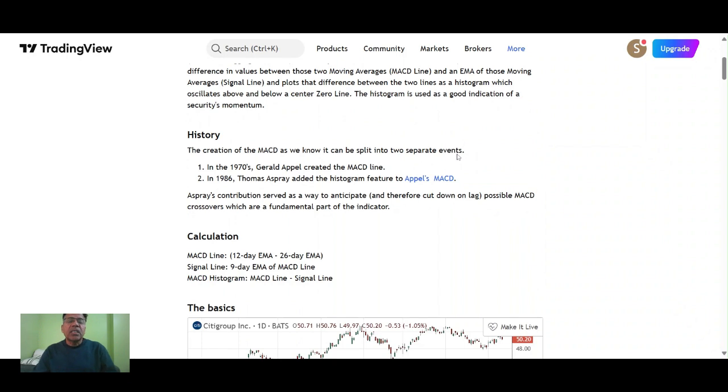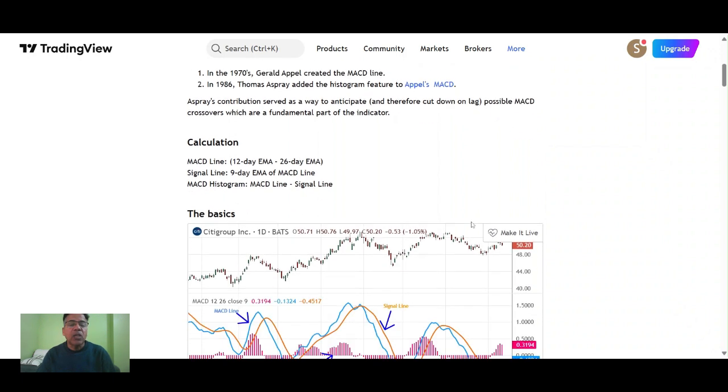History: the creation of MACD, as we know it, can be split into two separate events. In the 1970s, Gerald Appel created the MACD line. In 1986, Thomas Aspray added the histogram feature to Appel's MACD. Aspray's contribution served as a way to anticipate, and therefore cut down on lag, possible MACD crossovers, which are a fundamental part of the indicator.